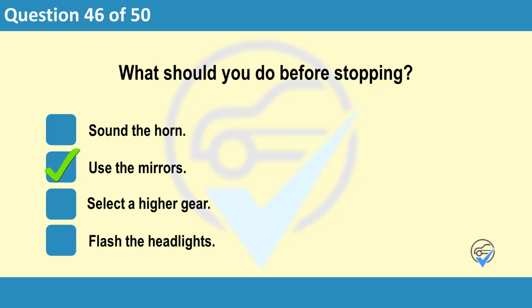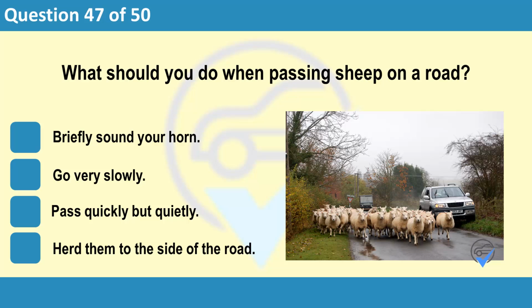What should you do when passing sheep on a road? Briefly sound your horn. Go very slowly. Pass quickly but quietly. Herd them to the side of the road.